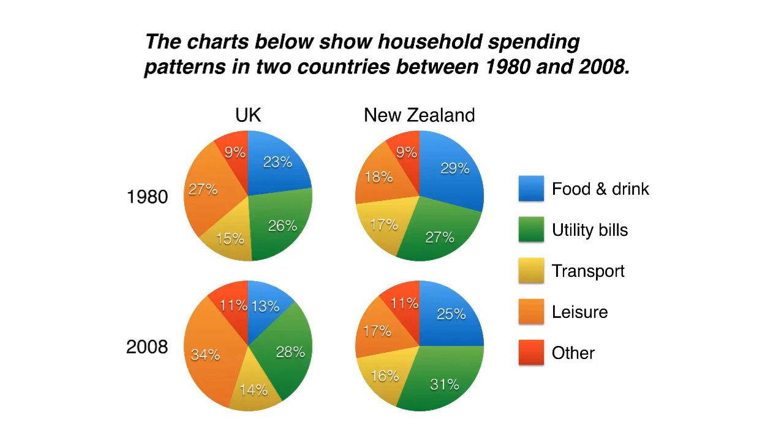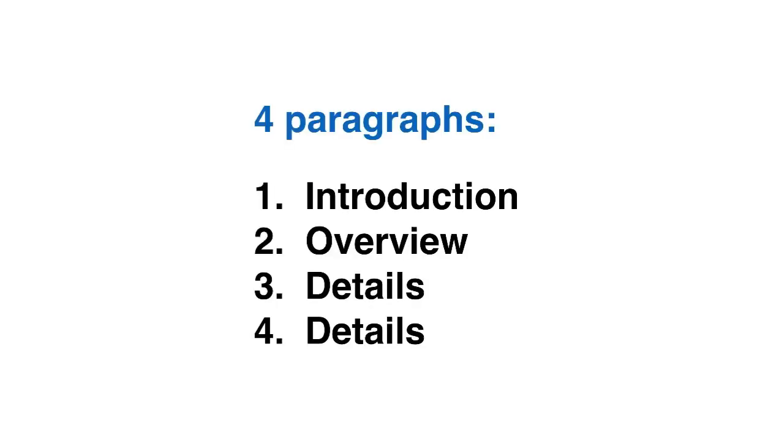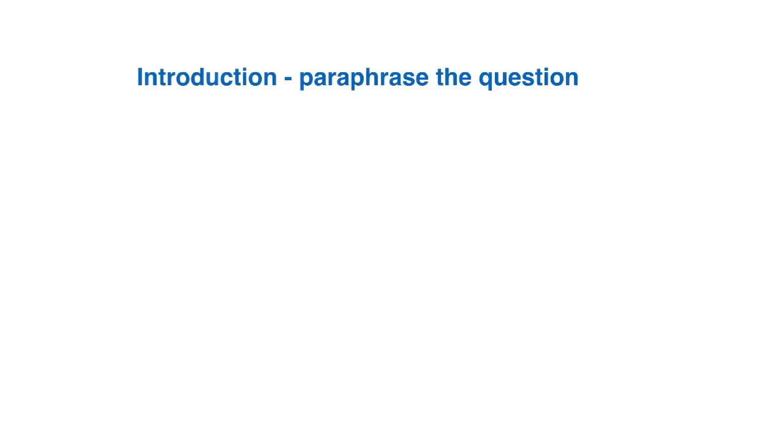Our job is to compare those pie charts, compare the percentages of spending in the 2 different countries and in both years. As usual, we're going to write a 4-paragraph essay: introduction, overview, 2 paragraphs of details and no conclusion. If you're not sure why I'm saying no conclusion, please watch the introduction lesson for writing task 1 that I've done. You'll see my explanation there. Let's start then with the introduction.